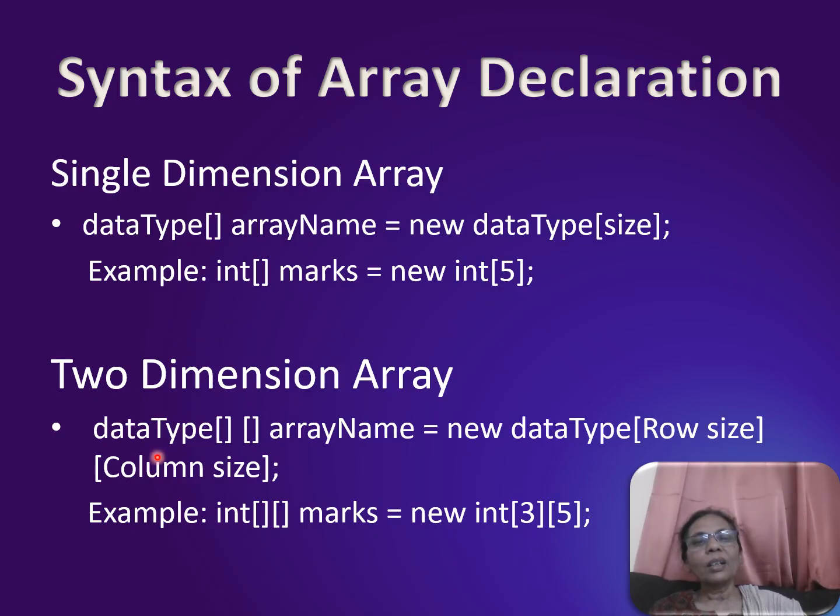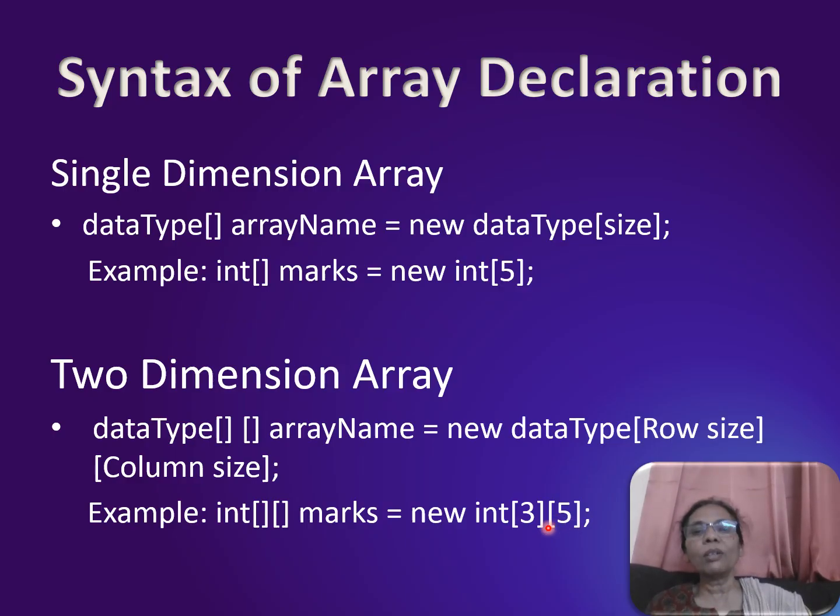Two dimension array: data type, then you have a pair of two square brackets, because the first one is for row and the second one is for column. Name of the array is equal to new data type. In the first square bracket you specify the row size. In the second square bracket you specify the column size. So int[][] marks = new int[3][5]. So here this is indicating 3 rows and 5 columns. So in all there are 3 rows of data with 5 columns. So here also we are storing 15 elements, 3 5s are 15.